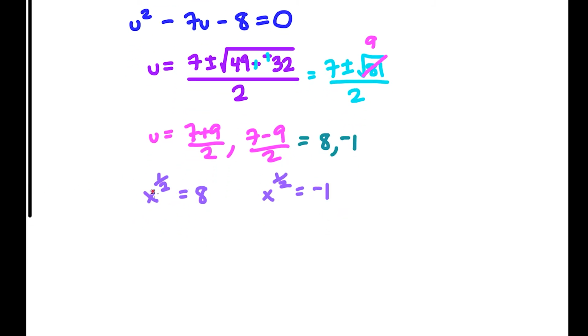All right, from here to solve this, we just need to square both sides. So that's what I'm going to do, square both sides. And this ends up canceling here. So you end up with x is equal to 64.